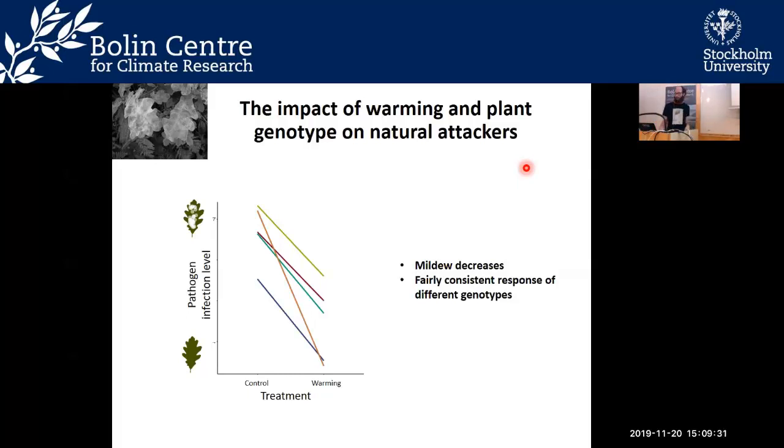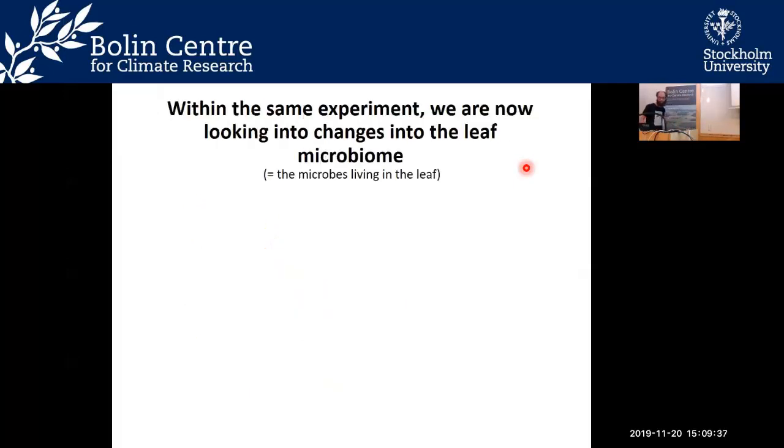So in this case, a disease is not getting worse with climate change, which is not a thing you hear every day. So now within the same experiment, we're actually looking at the leaf microbiome. So how does the warming and how does genotype affect the microbes? So we don't have the answer yet. We just got the sequencing data.